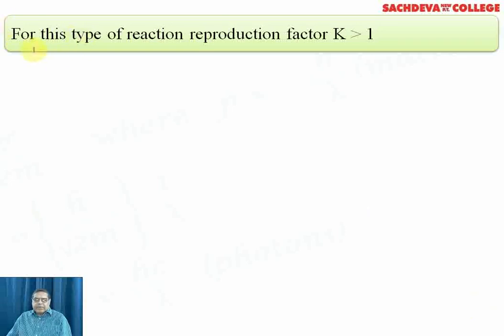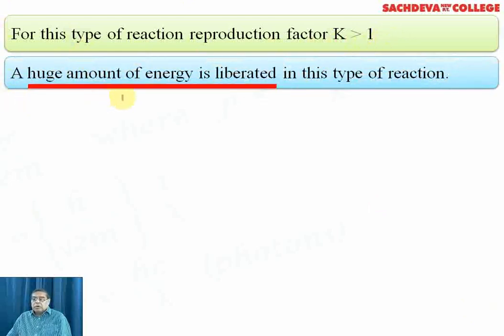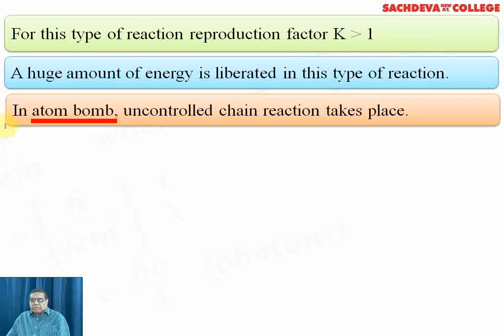For this type of reaction, the reproduction factor K is greater than 1 to sustain the chain reaction. A huge amount of energy is liberated in this type of reaction. The atom bomb is an example of the uncontrolled chain reaction.